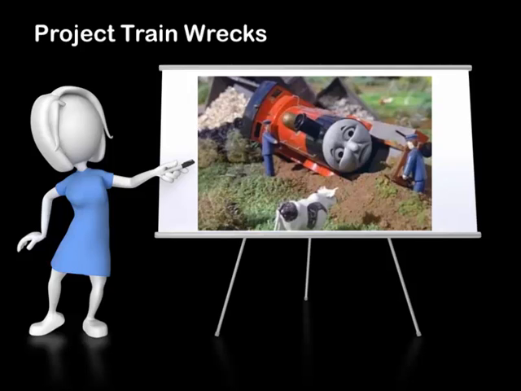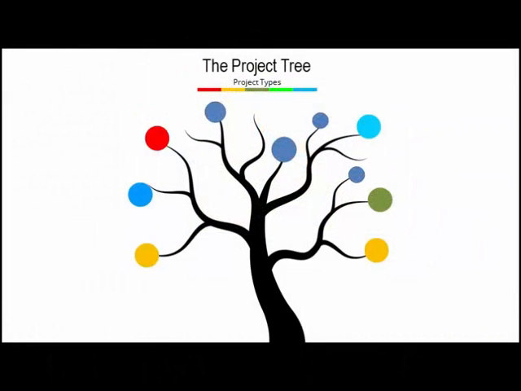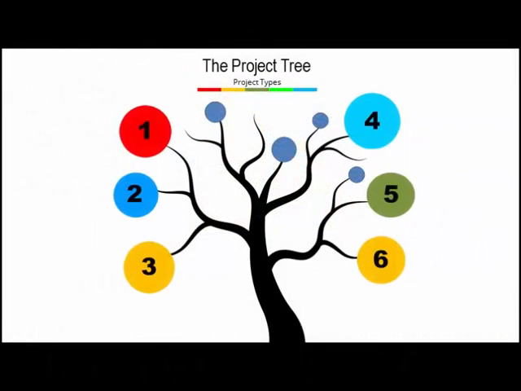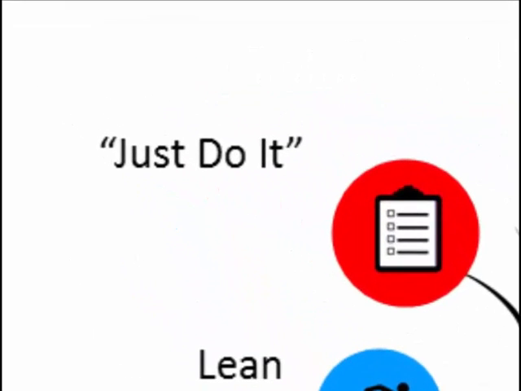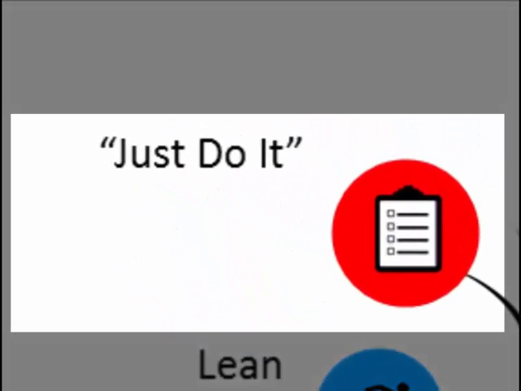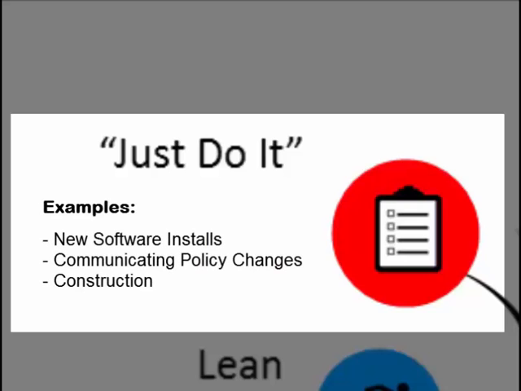It's not pretty. So we're going to look at the project tree where we have 6 of the most popular improvement methods out there. Let's start with what I call just do it projects. This is often overlooked, but some projects don't need a special method. Just solid project management is fine. These type projects might include executing a software upgrade at work, choosing new office furniture, notifying all customers of a policy change, or maybe building that shed in your backyard.